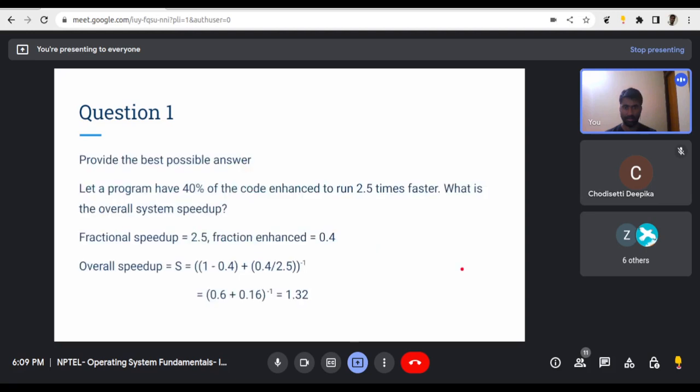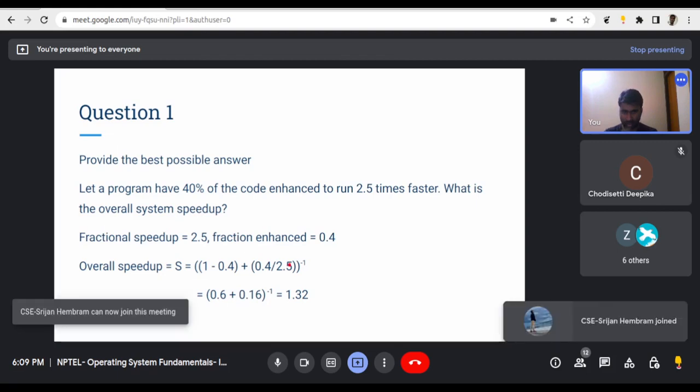In the earlier problem, 0.4 is the fraction that is enhanced, so 0.6 is the fraction that is not enhanced. If you do 0.4 divided by 2.5, you will get 0.16. So you need to take the reciprocal of this complete thing, and by that you will get 1.32. Okay.